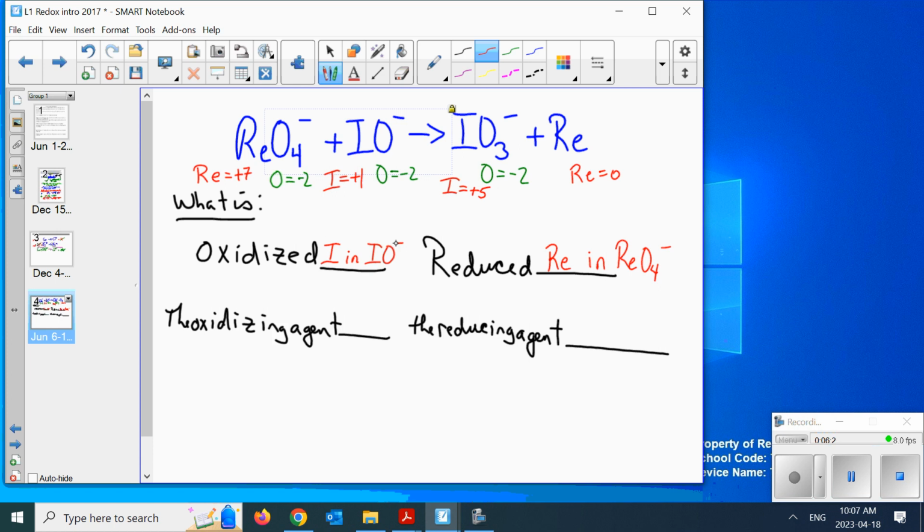Now, oxidizing agent, reducing agent. Oxidizing agent is what was added to the ion to make it oxidize? This one. So all I'm going to do is write down the oxidizing agent as the chemical, ReO4 negative. Reducing agent, what was added to the ReO4 negative to make it reduce the ion? Essentially, whatever's oxidized is the reducing agent, whatever's reduced is the oxidizing agent.